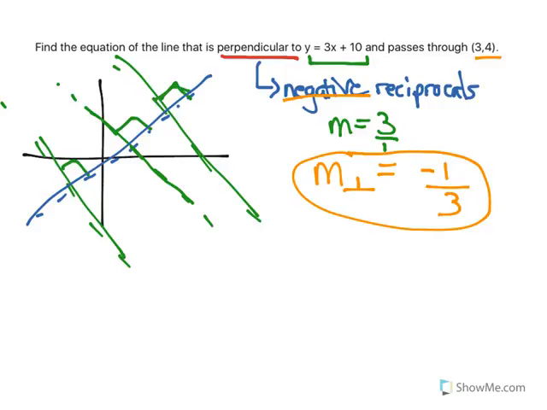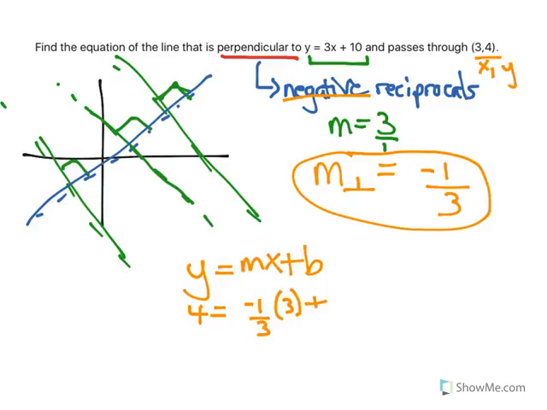We know our line also passes through (3, 4), so we've now got the slope and a point. We should be able to plug it right into y = mx + b, solve for b, and we're done. Here's my x, y, (3, 4). So I'm going to plug 4 in for y, equals my slope of negative 1 over 3 for m, my x coordinate is 3, plus b. 4 equals negative 1, because the 3's cancel, plus b.